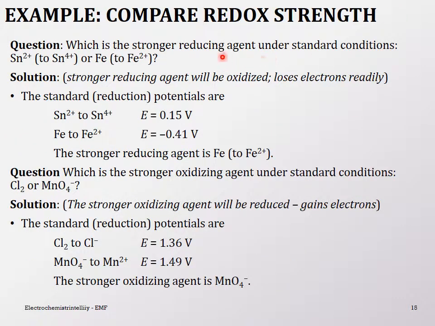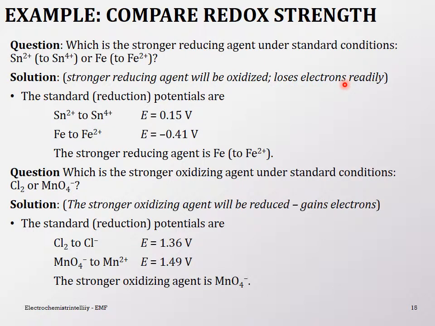So now let's look at how to compare the redox strengths. Here it is. What is a stronger reducing agent under the standard conditions, Sn or iron? Sn2+ is going to Sn4+, losing 2 electrons, and iron is going to Fe2+. Which is a stronger reducing agent? Remember that the stronger reducing agent will be oxidized itself. It means it is going to lose electrons readily. That's what we're looking at.